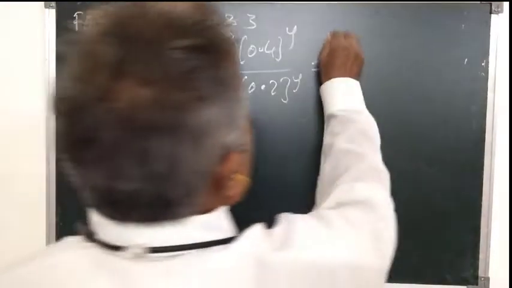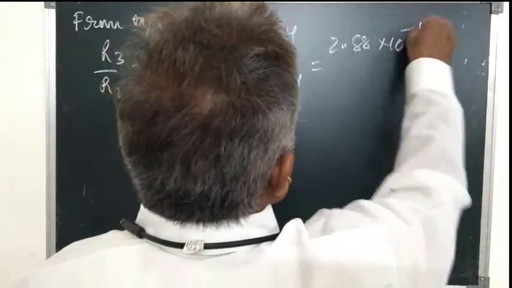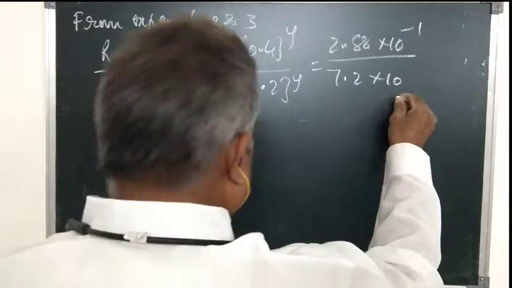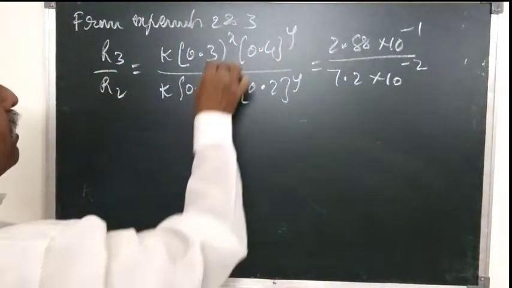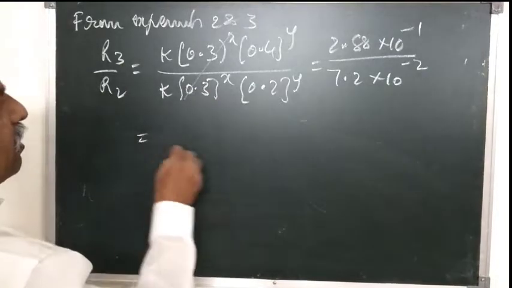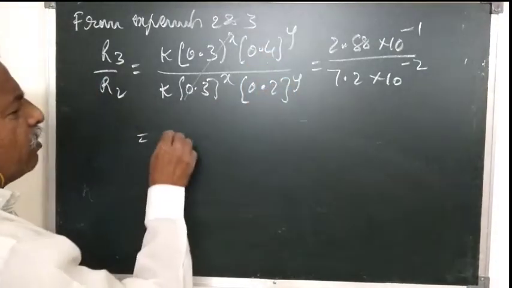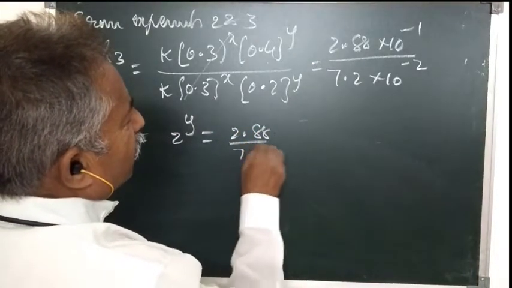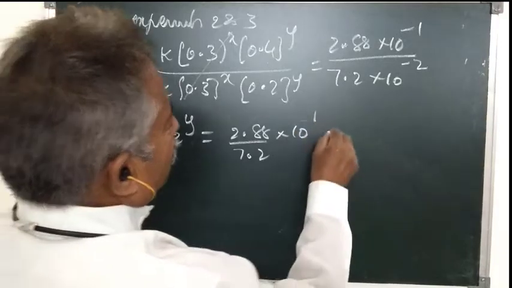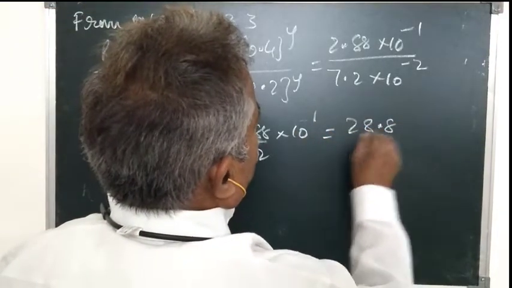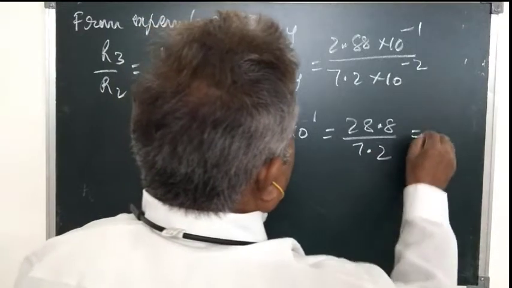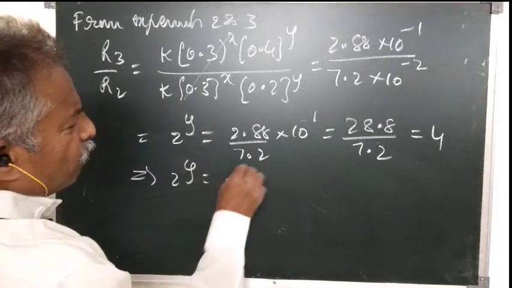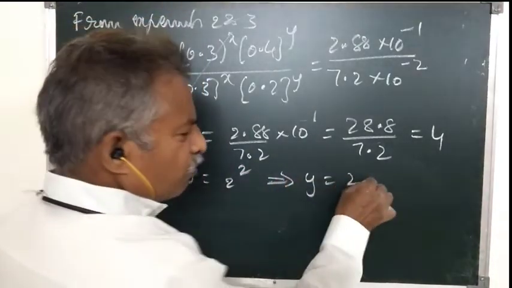then what are the experiments? This is 2.88 into 10 to the power minus 1 by 7.2 into 10 to the power minus 2. So here x terms cancelled, k get cancelled, therefore 0.4 by 0.2 is nothing but 2 to the power y equal to 2.88 by 7.2 into 10 to the power 1. This is nothing but 28.8 by 7.2. This is nothing but 4. So here 2 to the power y equal to 2 square implies y equal to 2.